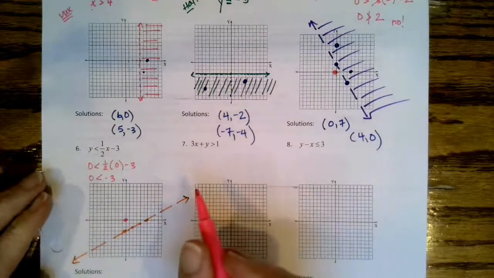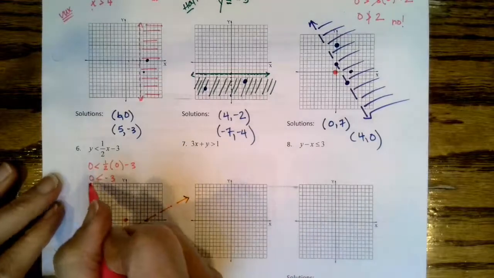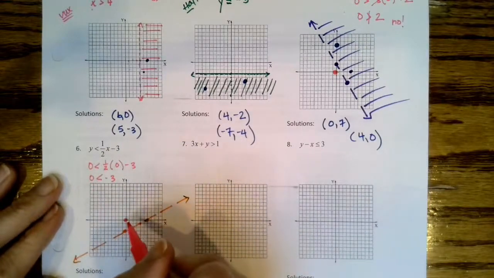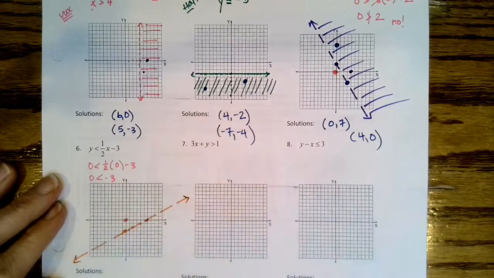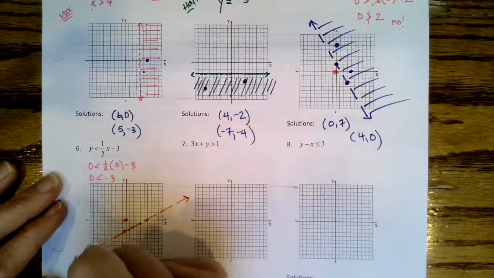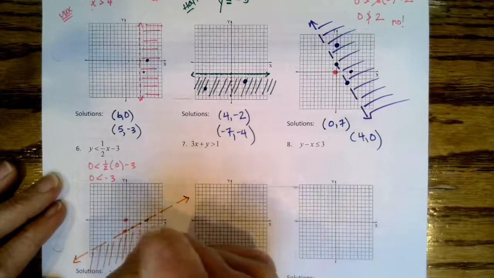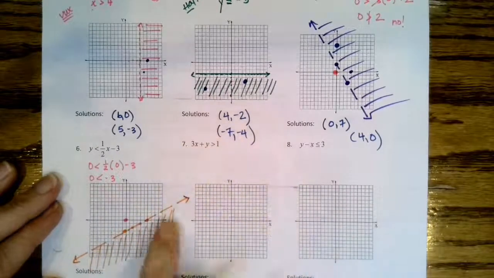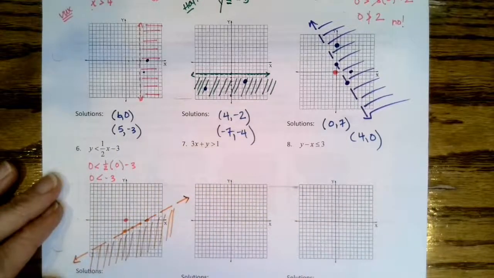No, 0 is not smaller than negative 3. So no, I'm not going to color where my test point is. I'm going to color on the opposite side of the line. That means all my solutions are down here.